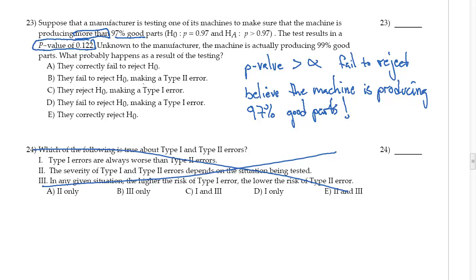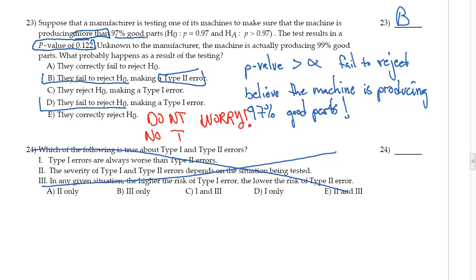Again, with the type 1, type 2 errors, we're going to be looking at fail to reject. And it turns out that if it's actually higher, we've made a type 2 error. And so the answer here is B. But don't worry about this one. Let me change color. Don't worry, no type 1 or 2 errors on the exam.